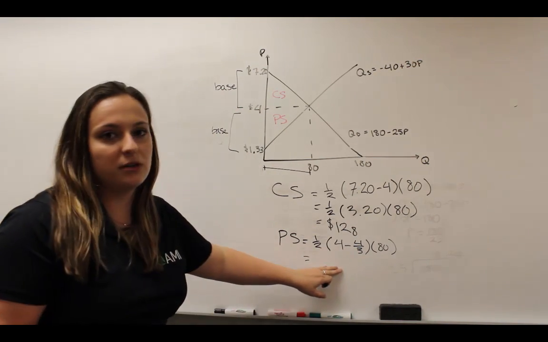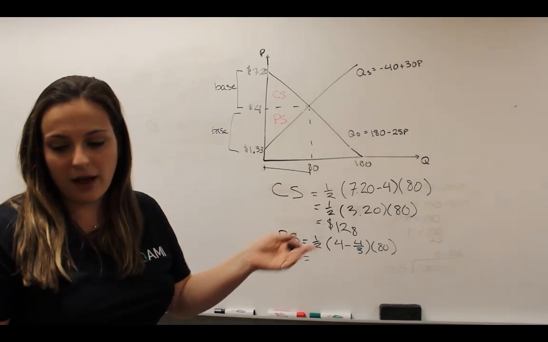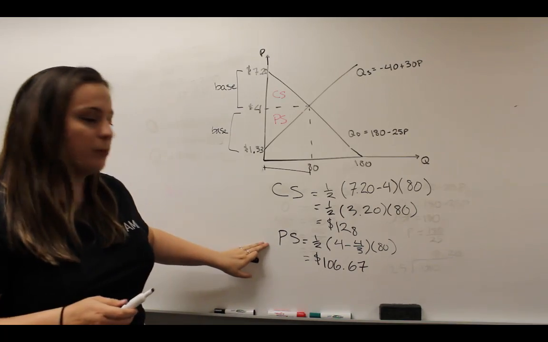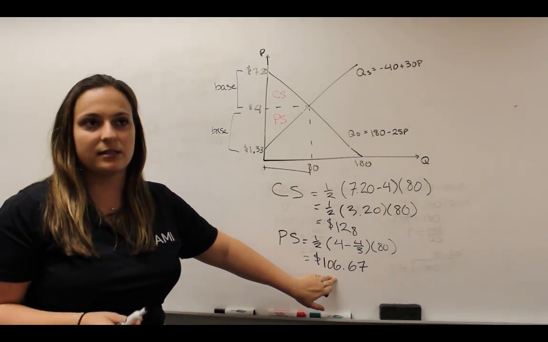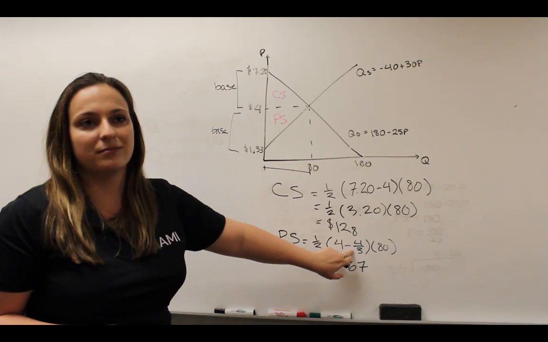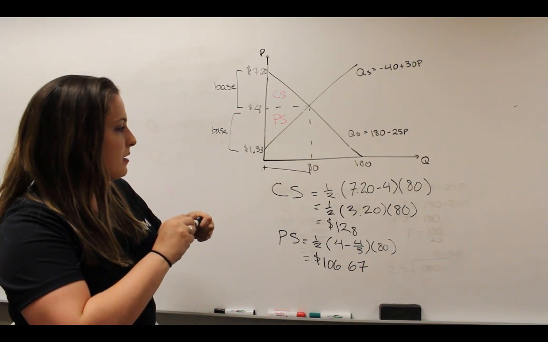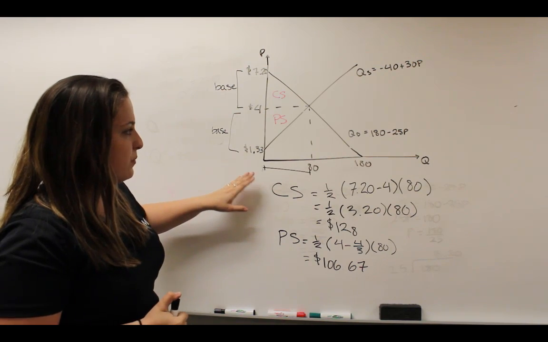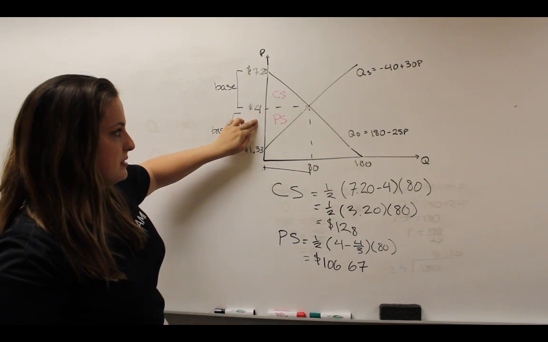At this point, you can also use a calculator. There's no variables again, you're just putting it into the calculator. So our total producer surplus here is $106.67. That's where having that third comes in handy, because you get a more precise answer. Again, we can look at the area of the triangle here, and we know that it is 106.67.